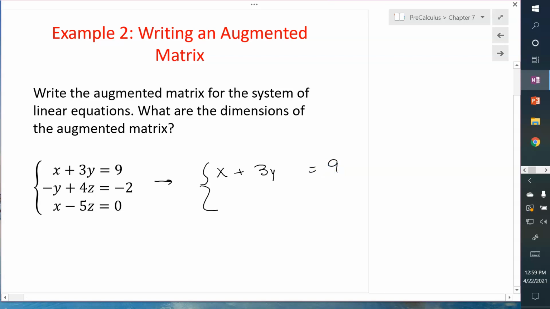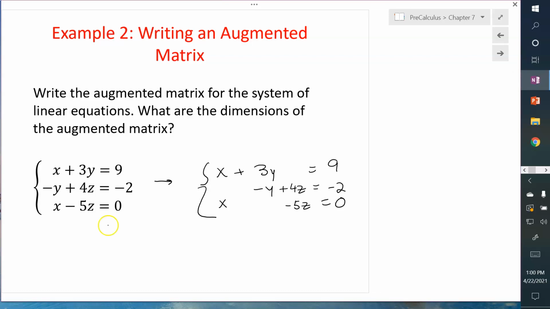And then the second row, I don't have an x, so I'm going to leave a space there, and I have negative y plus 4z equals negative 2. And then my last row, I have an x. I do not have a y, so I'm leaving a space, and then I have negative 5z, and that equals 0.